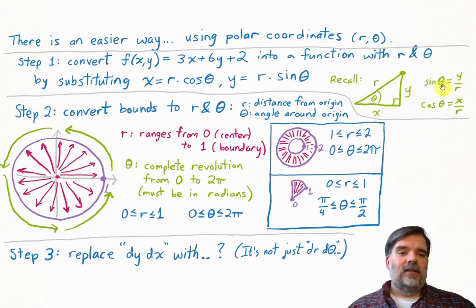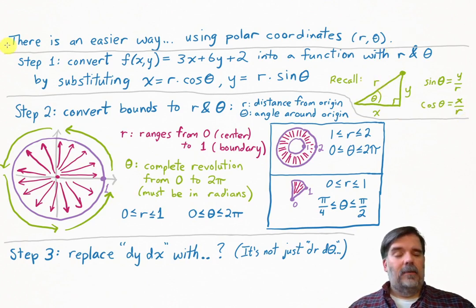For example, sine theta is equal to the opposite side divided by the hypotenuse. So sine theta equals y over r. Cosine of theta is defined to be the length of the adjacent side divided by the hypotenuse. So cosine theta is equal to x over r.